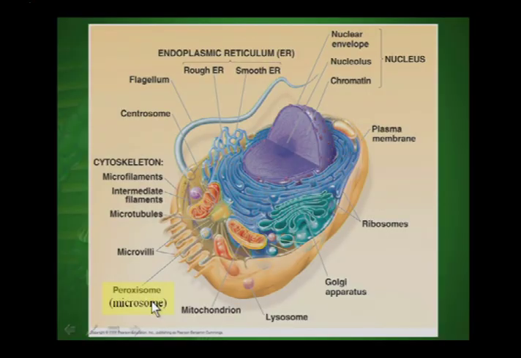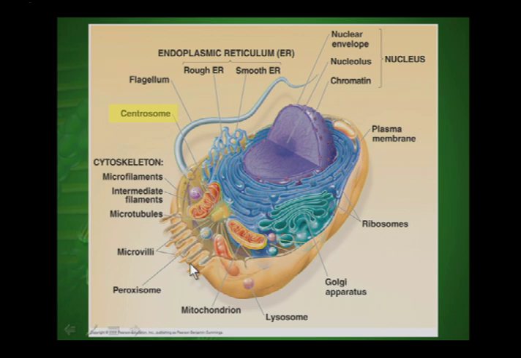Now, other organelles, a general term is microsomes. Microsomes are tiny vacuoles that contain specific enzymes. A peroxisome is one that contains an enzyme called catalase, which counteracts the effects of hydrogen peroxide, which is potentially toxic to cells. And microsomes are also generated by the Golgi apparatus.